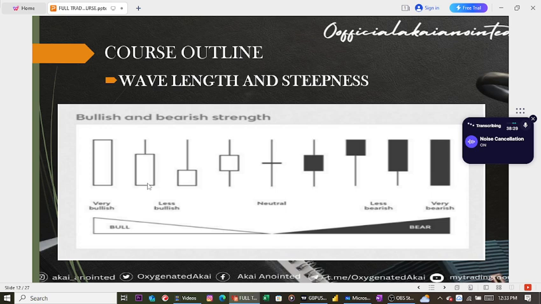The strength of the body, or the height of the body, signifies how strong the trend is. So if we are seeing very bullish here, we are seeing less bullish here, and we are seeing neutral. If we have such kind of a candlestick, it means that the bullish trend is strong. And if we have such kind of a bearish candlestick, it means that the selling is strong. So it keeps diminishing. And once it's diminishing, it means that it's time for a change of direction.